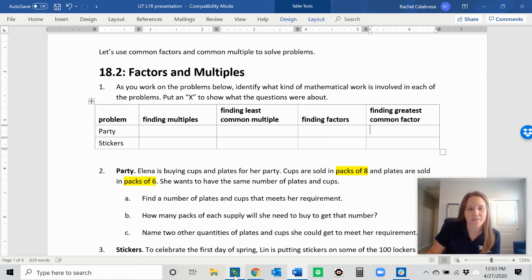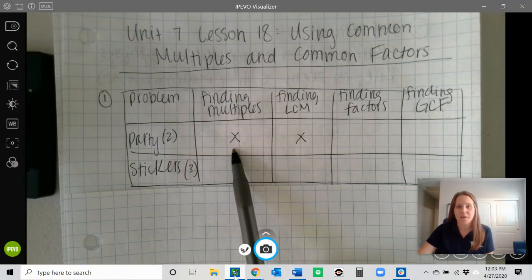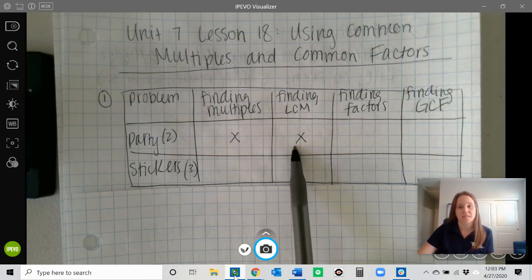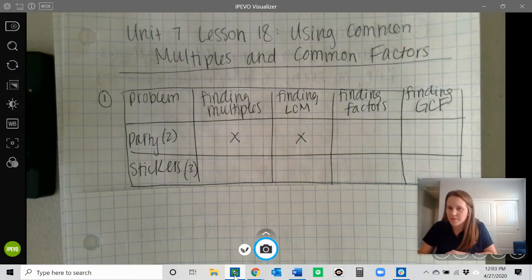Awesome. Go ahead and compare your thinking with mine. I think we're going to be finding multiples, and I think we're going to be finding the least common multiple in this question. If she's buying packs of, was it 8 cups? If she's buying packs of 8 cups, let me triple check that.